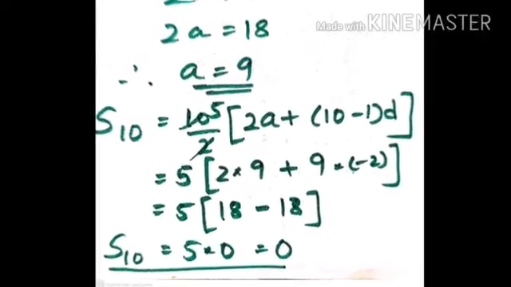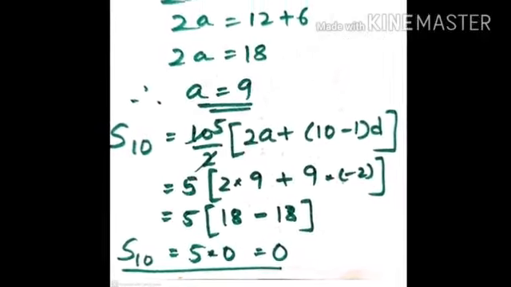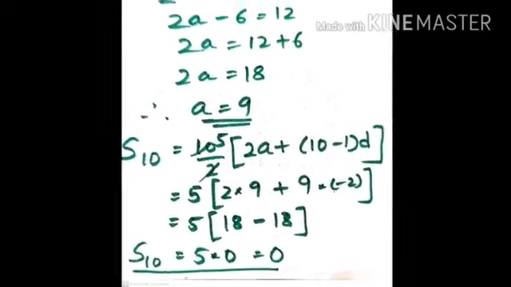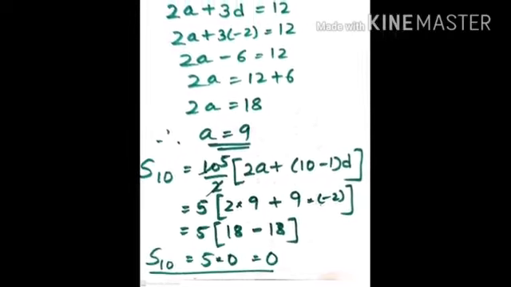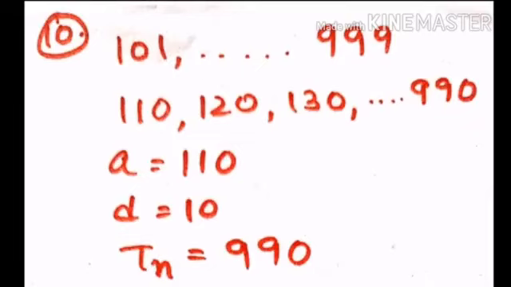Now question number 10, we move on. Students, take more care. These questions you have to understand really very carefully. So here is question number 10: Find the sum of the natural numbers between 101 and 999 which are divisible by both 2 and 5.